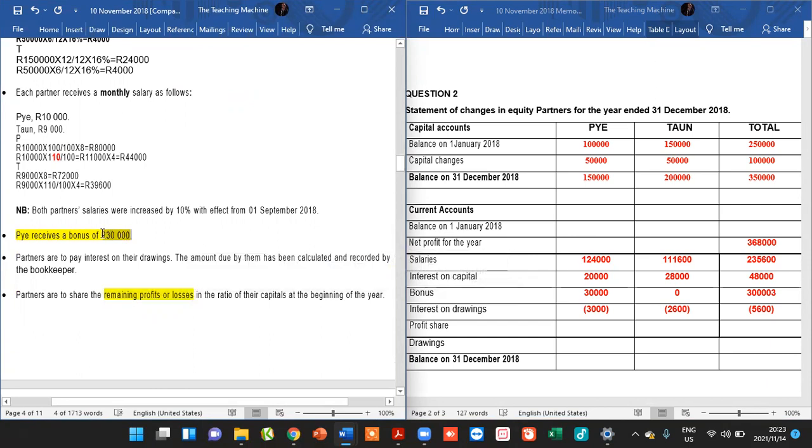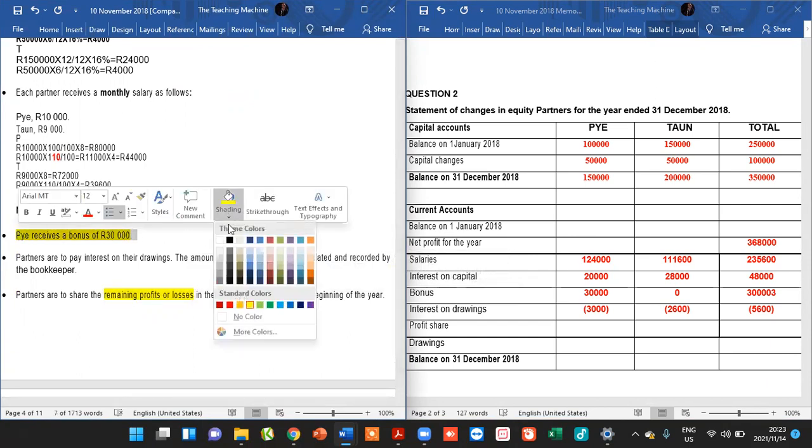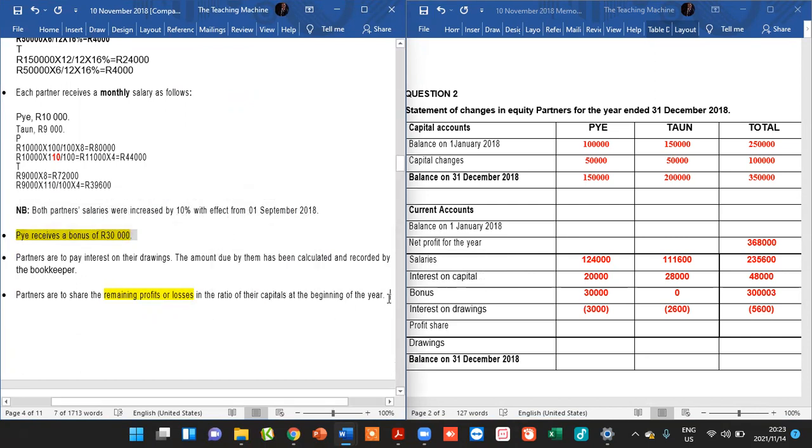So now you need to work out the remaining profit. What is the formula to work out the remaining profit? It should be the net profit that is given to you, plus interest on drawings, minus interest on capital, minus salaries for both partners, minus the bonus. That's it: minus interest on capital, minus the salaries, minus the bonus.